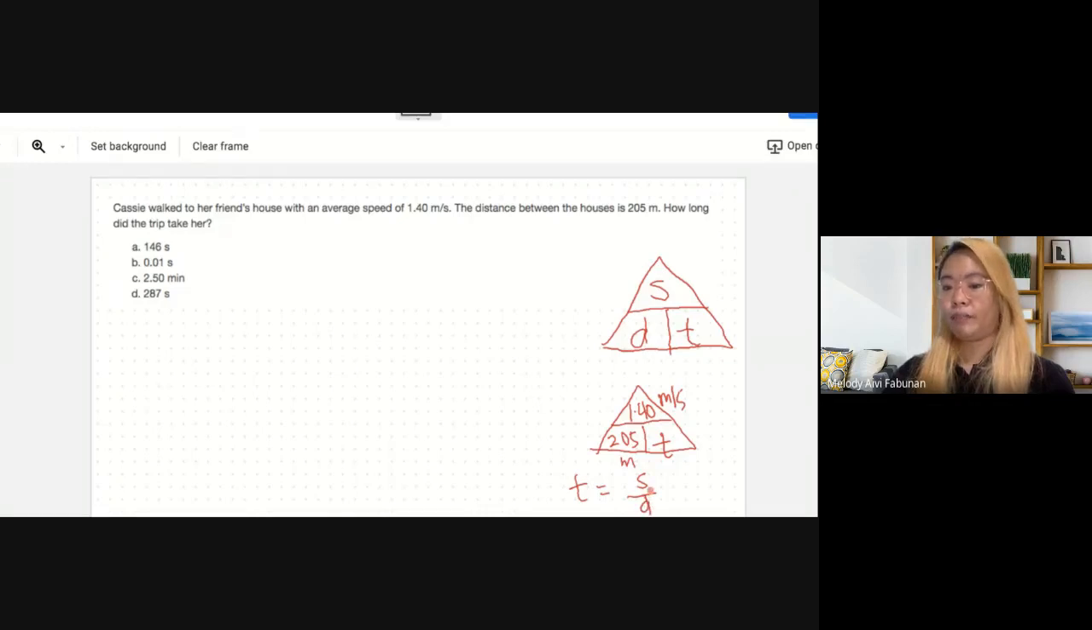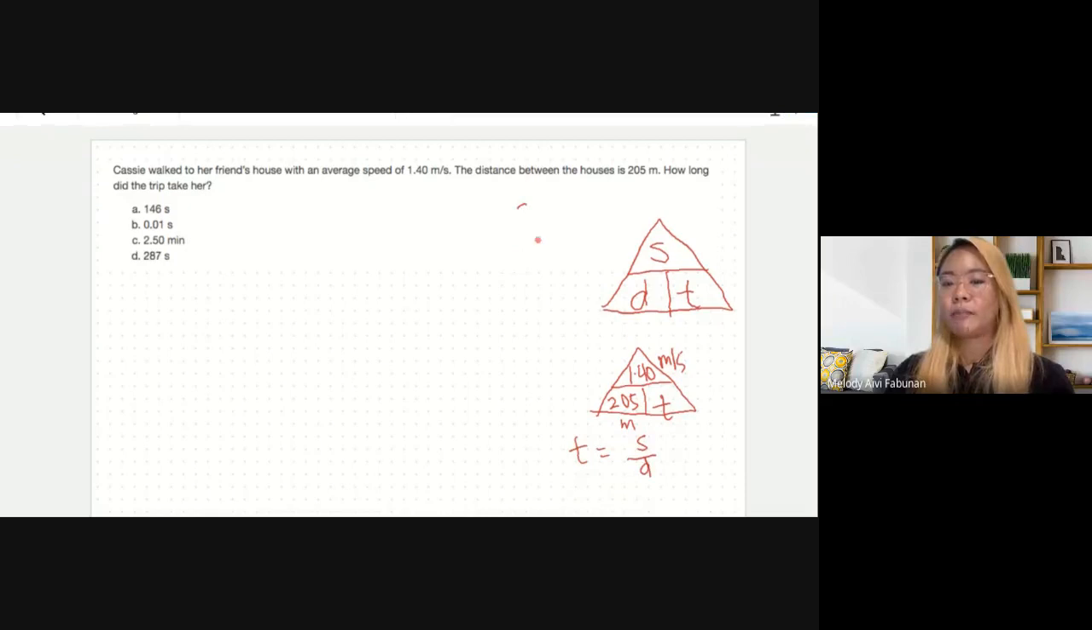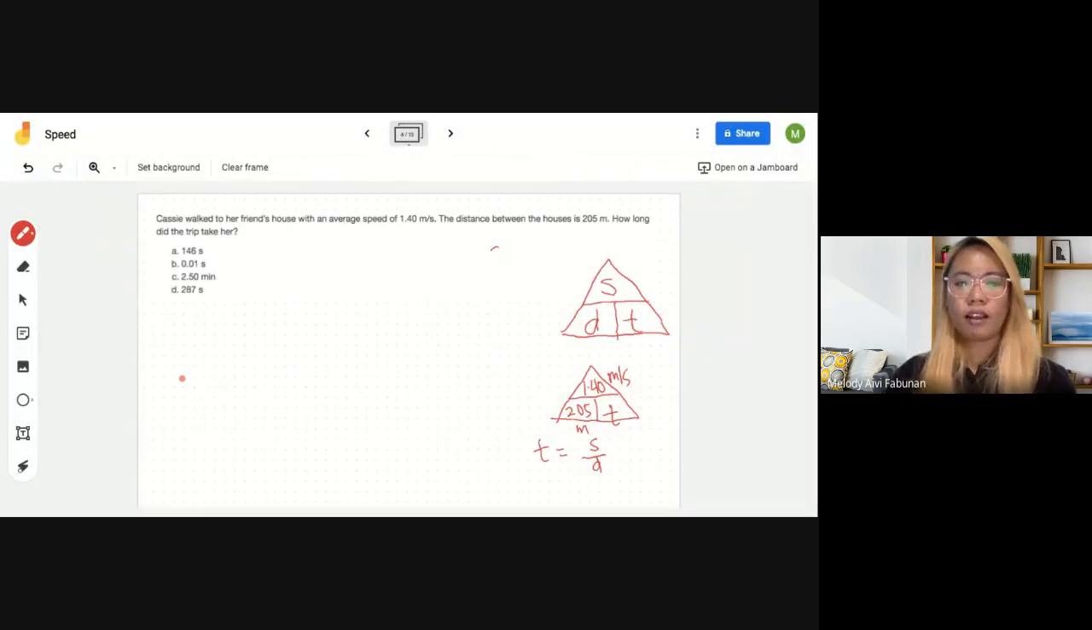Okay, so pwedeng pagbalik-balik ta rin yan. Wait lang, nawala yung aking ball pen. Okay. So, using this idea of a triangle, yung speed is equivalent to distance divided by time. Tama ba ako? Yes. So, if we're going to find time, we are going to divide distance by speed. And if we're going to find the distance, then we are going to multiply speed with time. Nakakasunod pa po ba, grade 7?